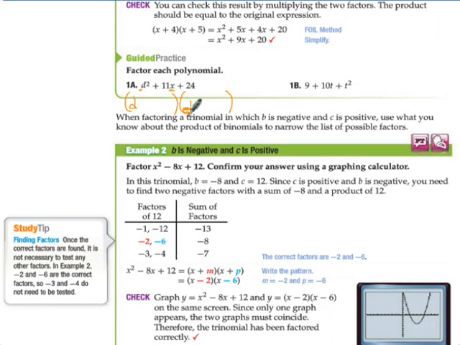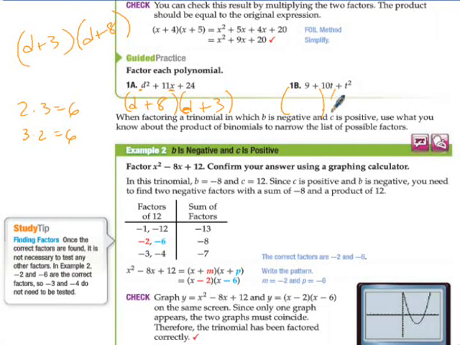And then I need two numbers that multiply to positive 24 and add to 11, and those two numbers are 3 and 8. Now, if you have D plus 3 times D plus 8, that's the same thing, right? Because 2 times 3 equals 6, and 3 times 2 equals 6.